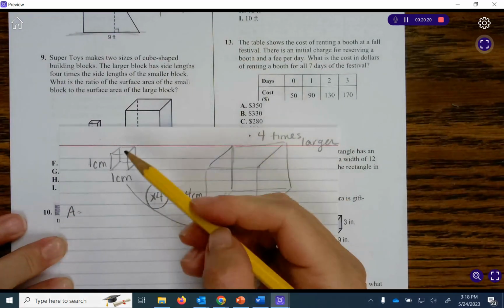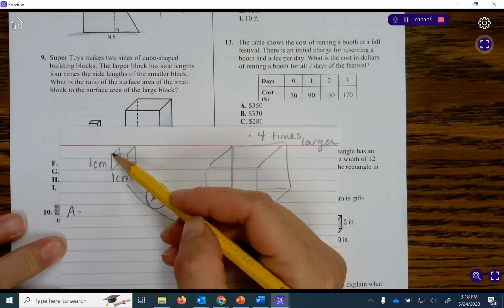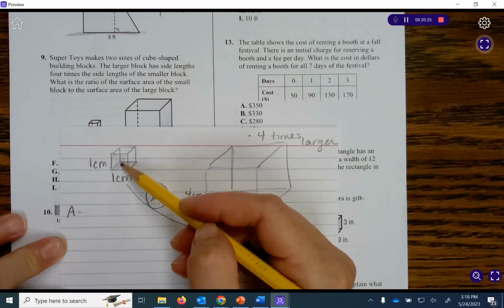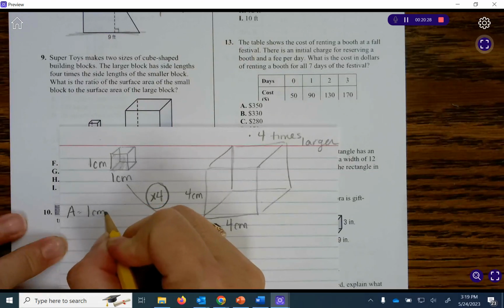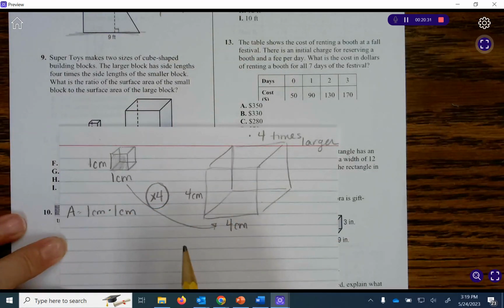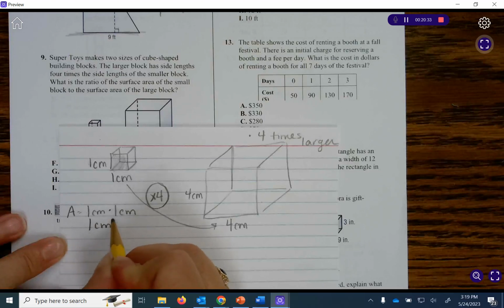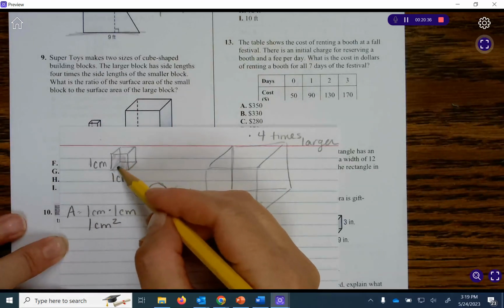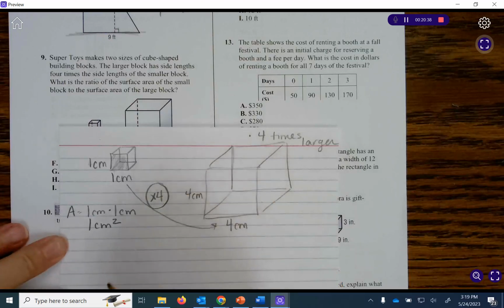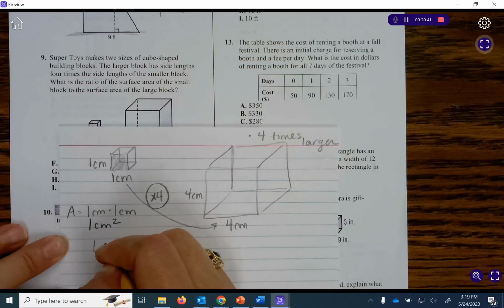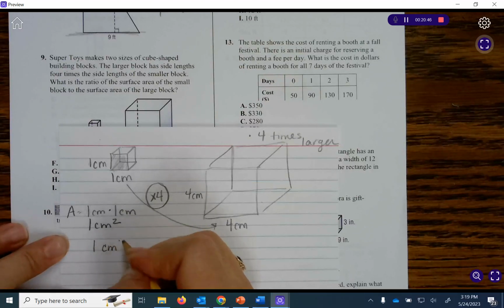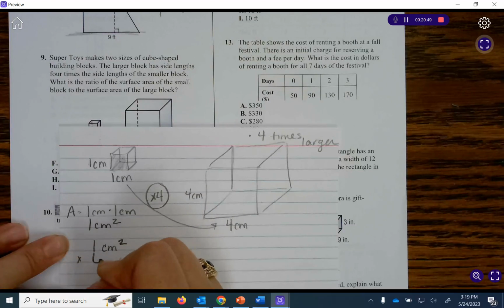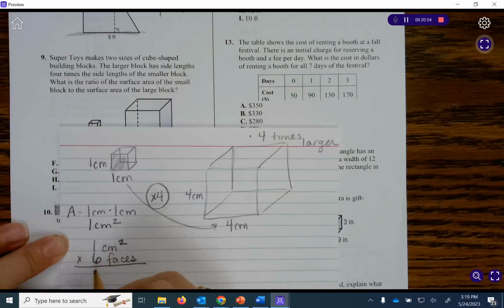So the surface area of just one side of this small cube would be 1 centimeter times 1 centimeter, which will give us 1 centimeter squared. And that's for one face. This is a cube. There are 6 faces. So I'm going to multiply 1 centimeter, oh, I apologize if I said cubed. I meant squared. I wrote squared. Squared times 6 faces. And that will be 6 centimeters squared.